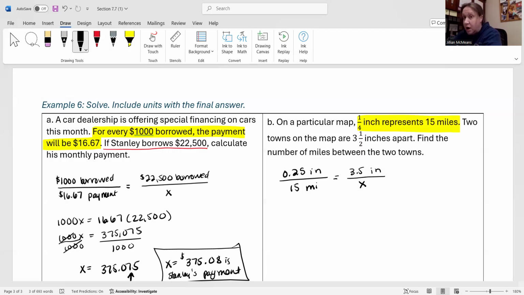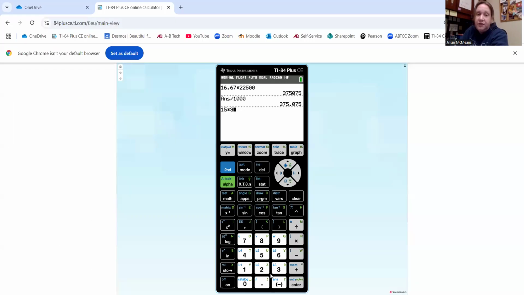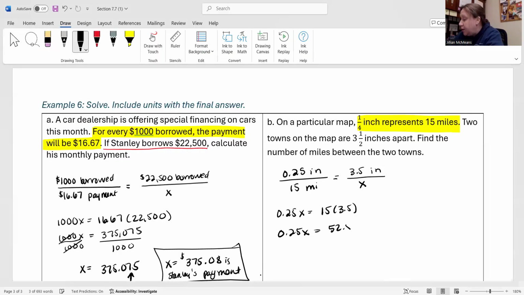We need to go ahead and cross multiply, so we're going to multiply along the diagonals. So I get 0.25 times x equals 15 times 3.5. So I get 0.25x equals, we can go to the calculator. Let's see what we get. 15 times 3.5 is 52.5. So we get 52.5 here.